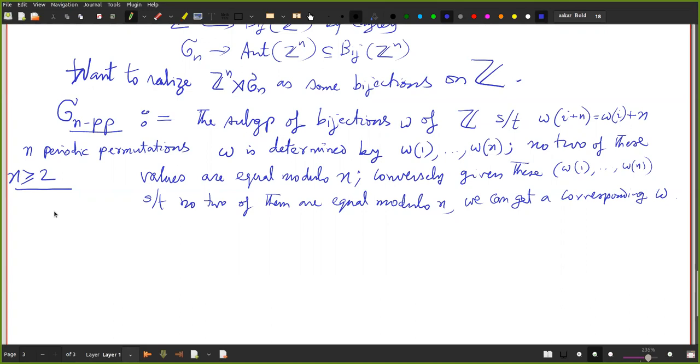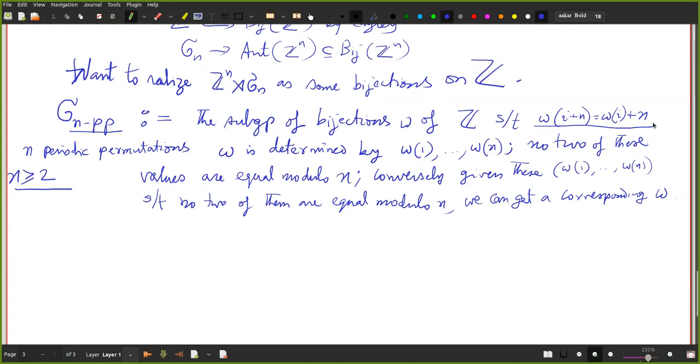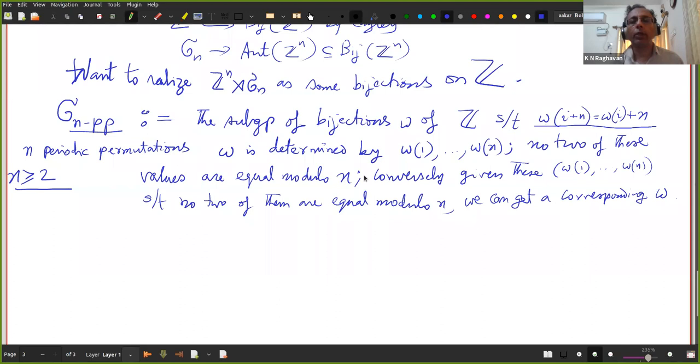I have this condition, that's all. Yeah, so that condition will determine everything else if you give W1 up to Wn. Correct. But in addition also, don't you want the sum? All I want is that no two of these are equal modulo n. Okay, but no, that extra condition is the difference between the extended affine Weyl group and the non-extended affine Weyl group. If you put that extra condition, then you're looking at a smaller group, which is not extended. Okay. Now I get your question.